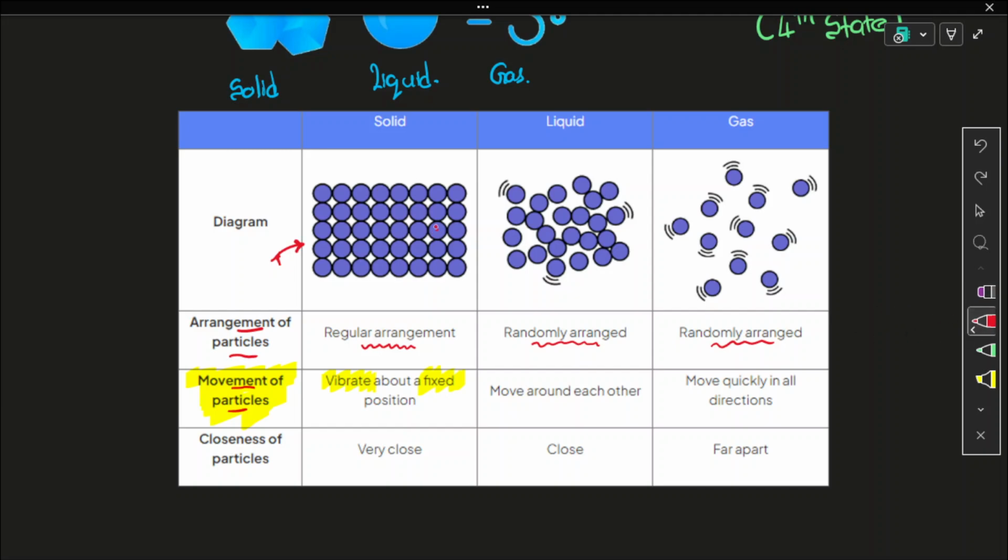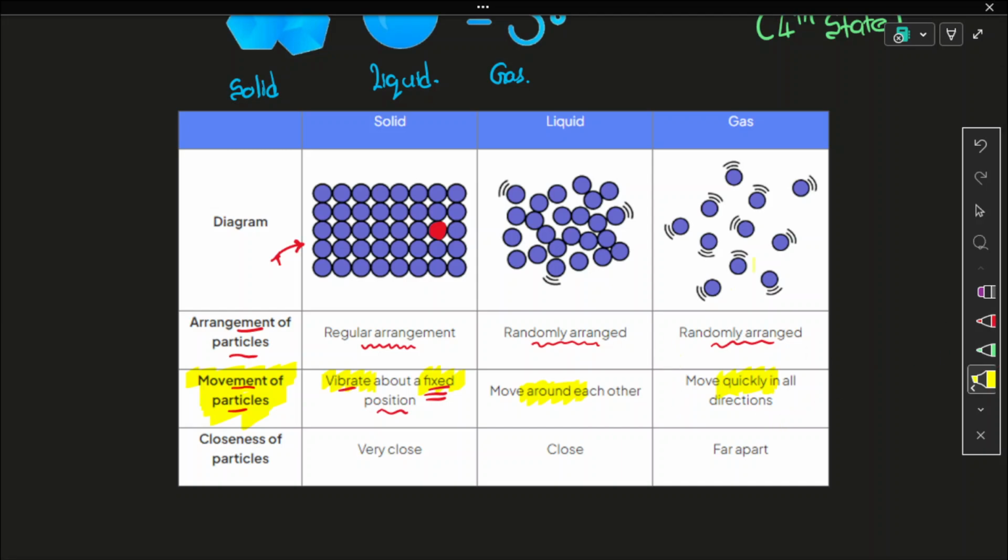So this particle simply vibrates about a fixed position. Very important, vibrate about a fixed position. It's not moving anywhere. And liquids, of course, have the liberty to move around each other. That's why they take the shape of the container. They can move. And gases, obviously, can move in all directions.